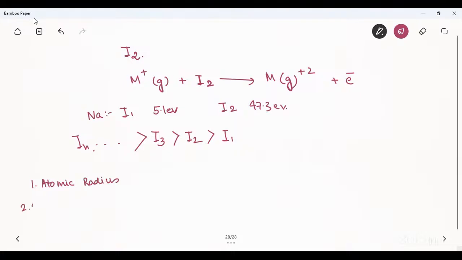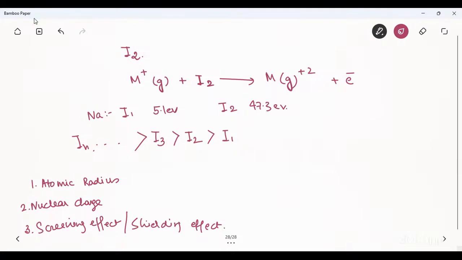Okay, second is the nuclear charge, right? Third is the shielding effect, screening effect, or shielding effect, right? So these are the different factors that affect the ionization enthalpy. Okay, so they have asked you the names. These are the names. Okay, now let's move to 2019 second part.